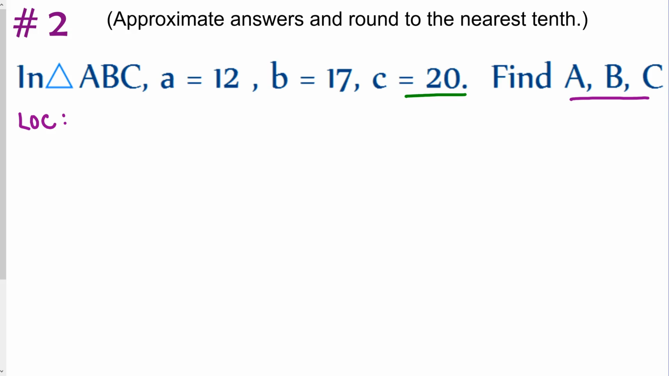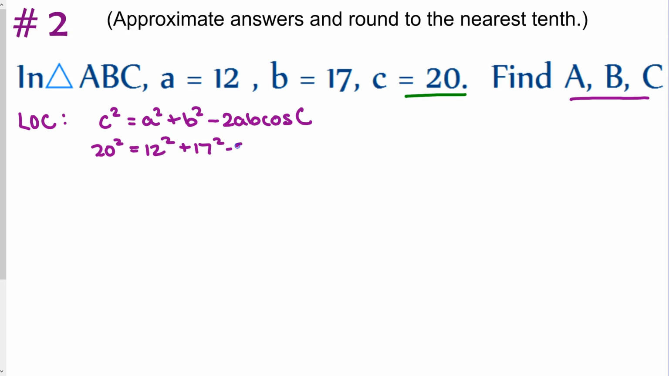So if we're looking for angle C, we're going to use this version. C squared equals A squared plus B squared minus 2AB cosine C. So let's fill in our numbers. 20 squared equals 12 squared plus 17 squared minus 2 times 12 times 17 times the cosine of angle C. So it's going to be more difficult algebraically to isolate C in this equation. So watch carefully what we do.